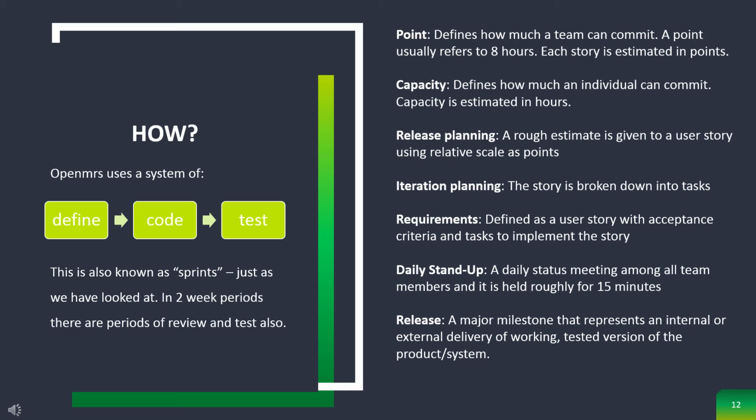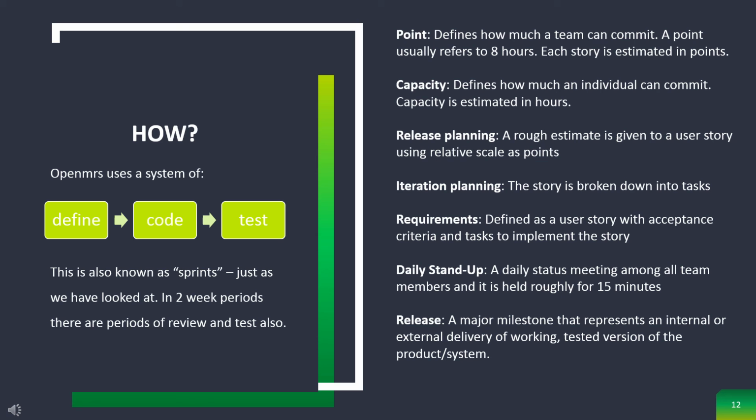Release planning. A rough estimate is given to a user story using a relative scale as points. Iteration planning. The story is broken down into tasks, requirements, defined as a user story with acceptance criteria and tasks to implement the story. Daily stand-up. A daily status meeting among all team members, and it is held for roughly 15 minutes.